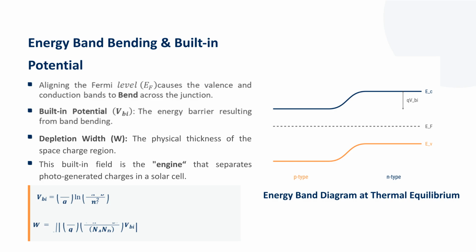Furthermore, we can calculate the exact physical width of this depletion region. The depletion width is the square root of 2 times the semiconductor's electrical permittivity divided by the elementary charge, multiplied by the sum of the acceptors and donors divided by their product, all multiplied by the built-in potential. When you build analytical models to simulate degradation mechanisms over time, tracking how this built-in potential and depletion width change as defects form in the perovskite layer is one of the most critical aspects of predicting device failure.